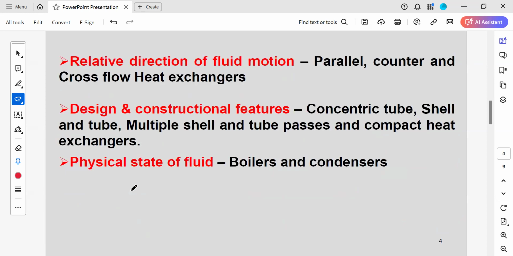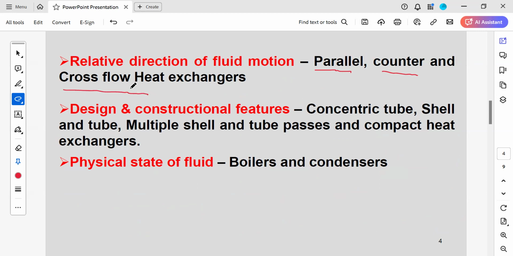Next thing is based on the relative direction of motion. Based on the relative direction of motion, heat exchangers are classified as parallel flow heat exchanger, counter flow heat exchanger, and the next one is cross flow heat exchanger.